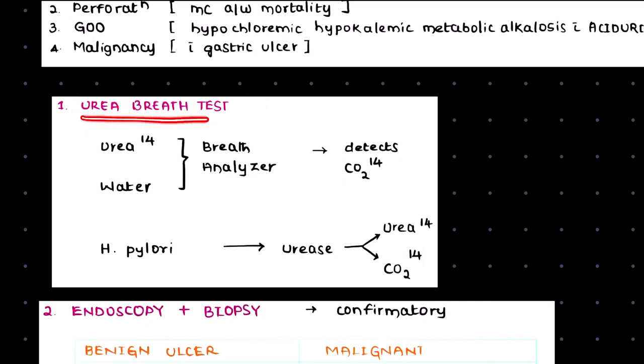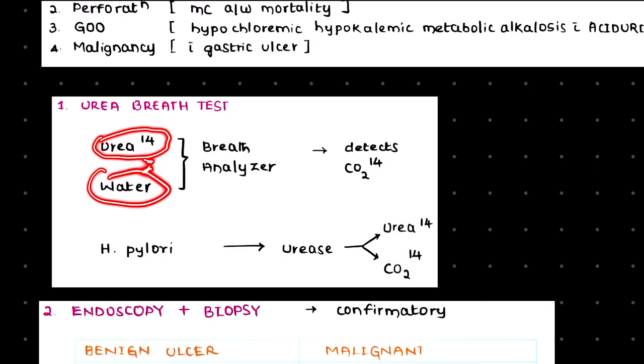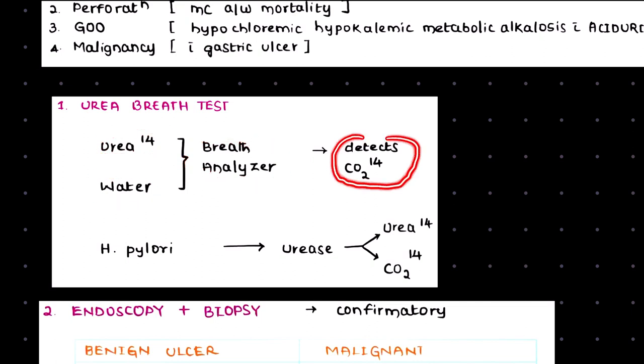In the urea breath test, we mix radioactive urea with water and tell the person to drink it, and we analyze it through a breath analyzer. At the time of expiration, if we detect radioactive CO2, then there will be confirmation of H. pylori infection.